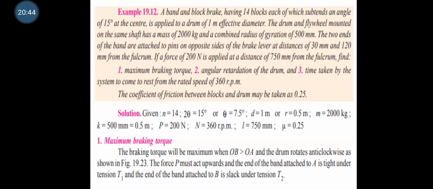Solution. First, the given things are written. Number of blocks is 14, 2 theta is equal to 15 degrees, so theta is 7.5 degrees. First we have to find the maximum braking torque. The braking torque will be a maximum when OB is greater than OA.